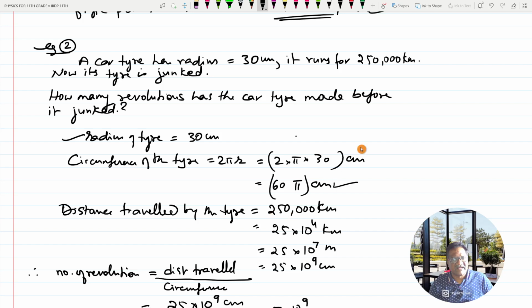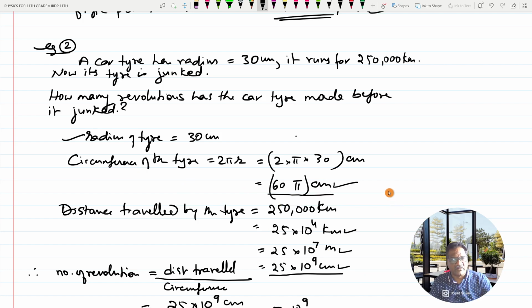The distance traveled by the tire is given as 250,000 kilometers. Now, this 250,000 kilometers can be written as 25 into 10 raised to 4 kilometers. If I convert it into meters, it will work out to 25 into 10 raised to 7 meters, right? And if I want to convert it into centimeters, it will be 25 into 10 raised to 9 centimeters. Is that clear? So the distance traveled by the tire in centimeters is 25 into 10 raised to 9, and the circumference of the tire is 60 pi centimeters.